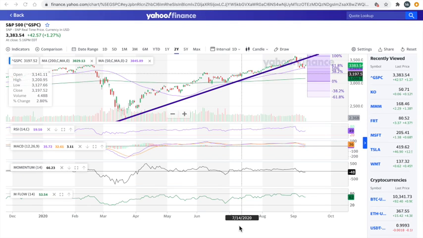Today we're going to be doing some analysis on the S&P 500 and the Nasdaq, to see where we're at regarding the whole economy and where we are with these two indices.